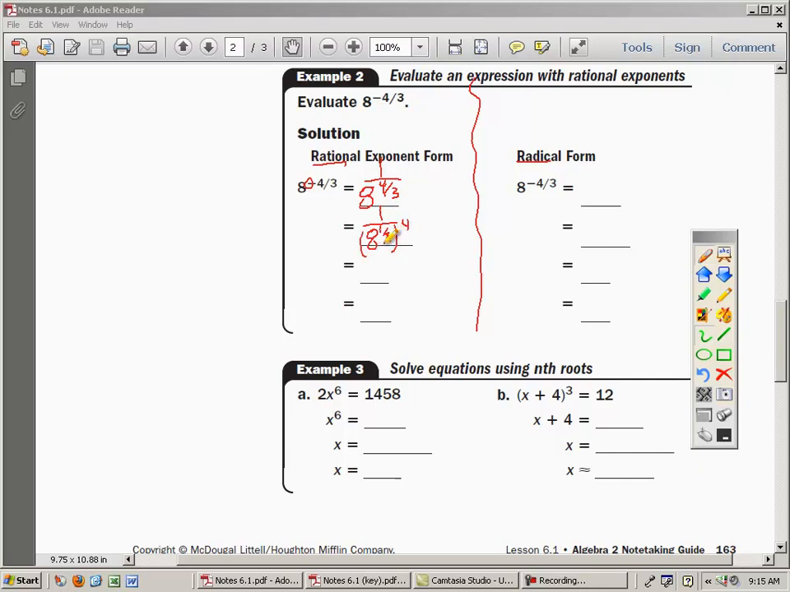So this is a 3 in here. I know it's kind of hard to read. So now what we have is 8 to the 1/3 power, which effectively says what's the third root of 8, and that happens to be 2. So this is 1 over 2 to the 4th, which is 1 over 16.